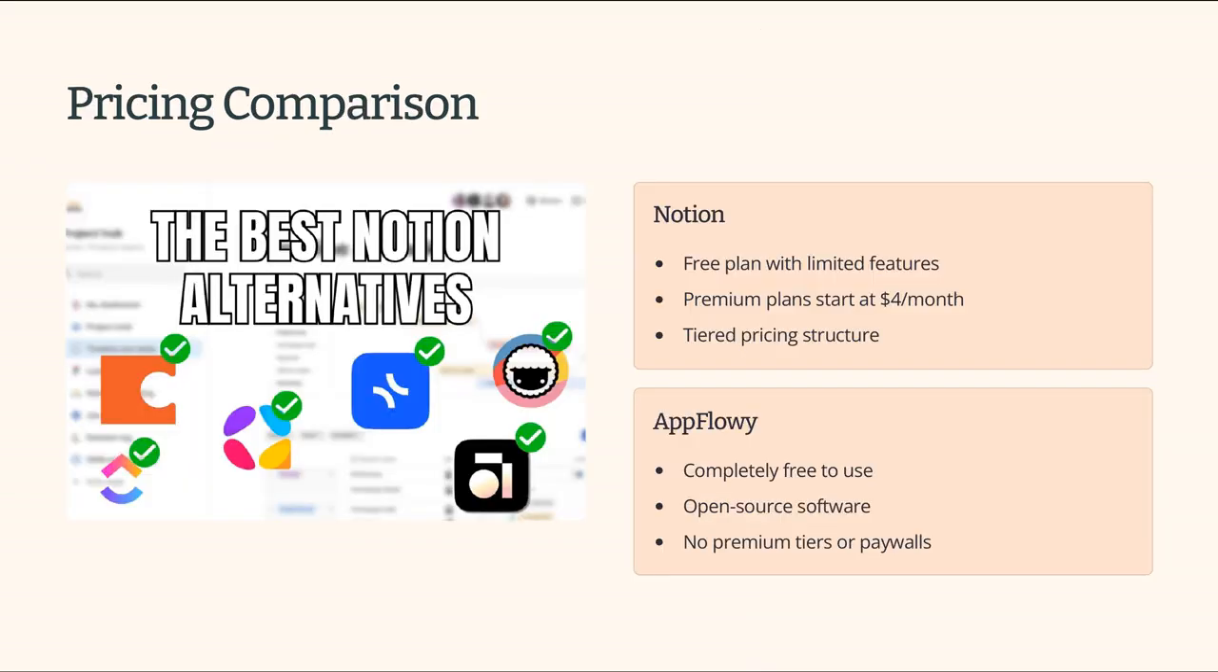Notion offers a free plan with limited features, while its premium plans start at $4 per month. Appflowy, however, is completely free and open source. This makes Appflowy an attractive choice for those on a tight budget or those who prefer open source software.